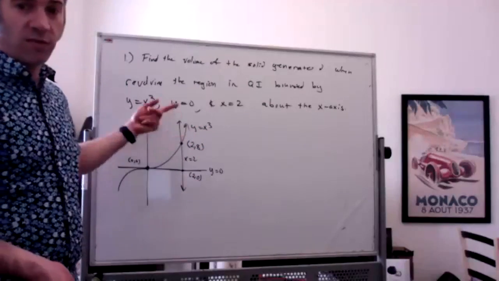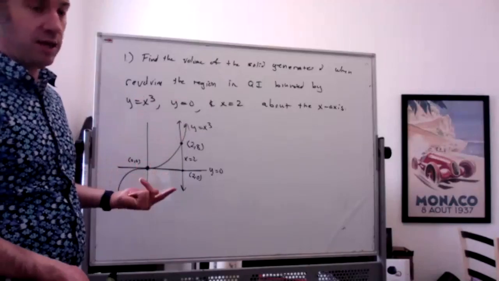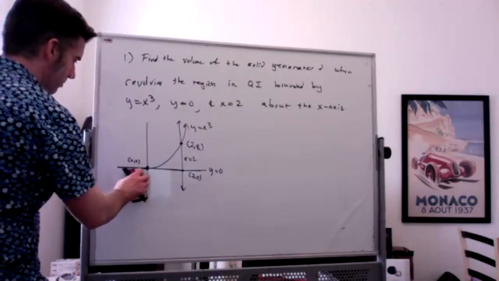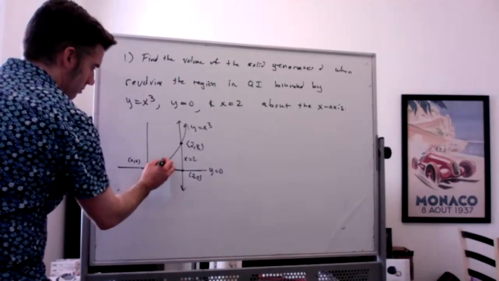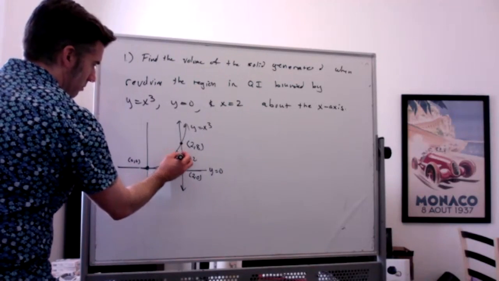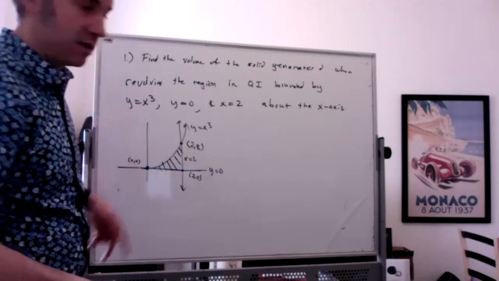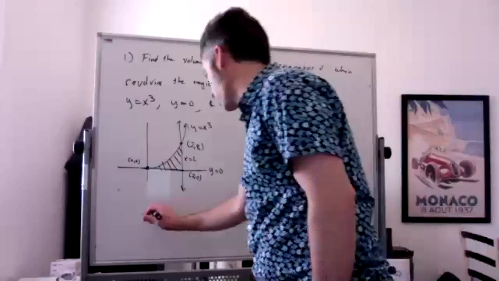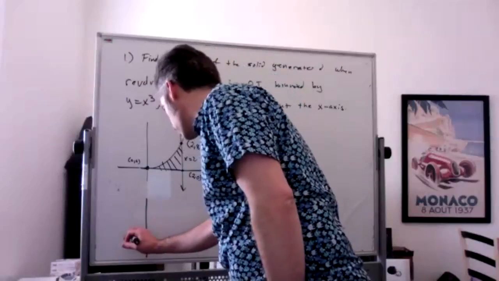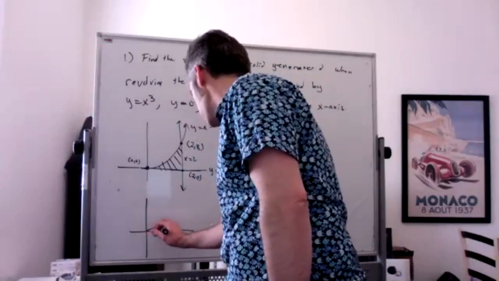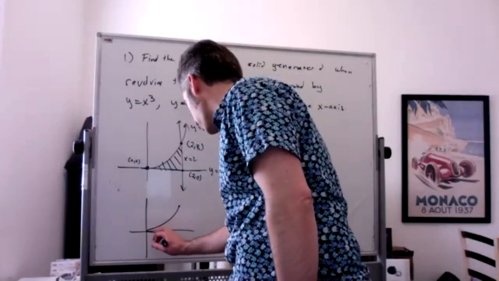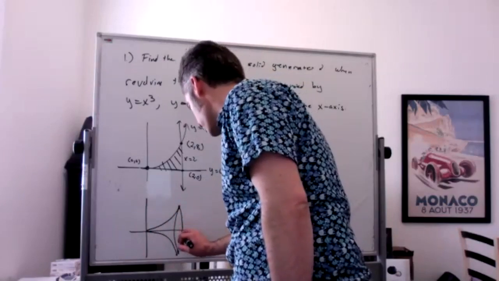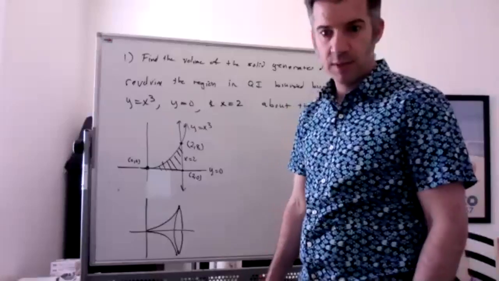And now the idea is we're going to revolve this thing around the x-axis. So I'm going to take this region and rotate it around the x-axis. Let's see, where do I want to draw this? I think I want to draw it down here. And so I take that region and rotate it around the x-axis. I get a shape that kind of looks like that.